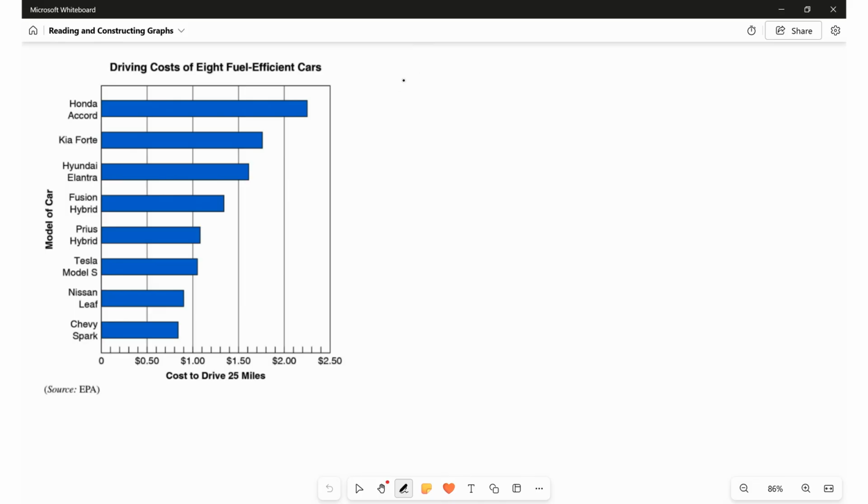The first type that we're going to talk about is the bar graph. And bar graphs can either be vertical or horizontal. Vertical bar graphs are going to have the bars that you can see right here. Those bars will be going up and down. This, however, is what's called a horizontal bar graph because the bars, okay, these are the bars, are all in a horizontal alignment.